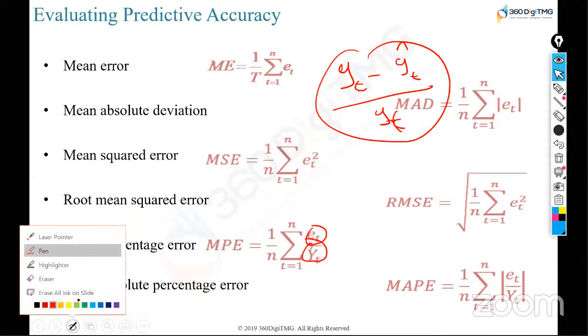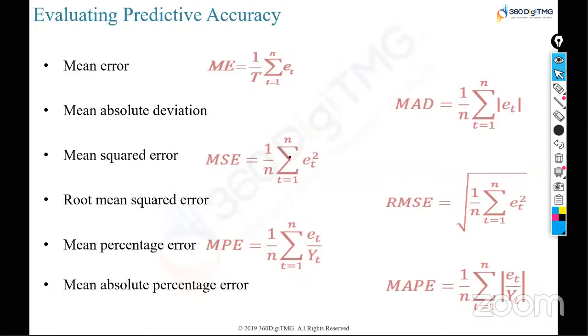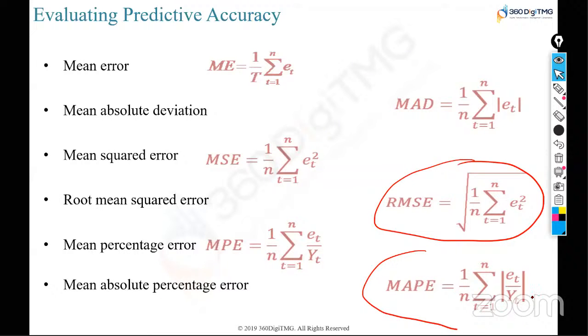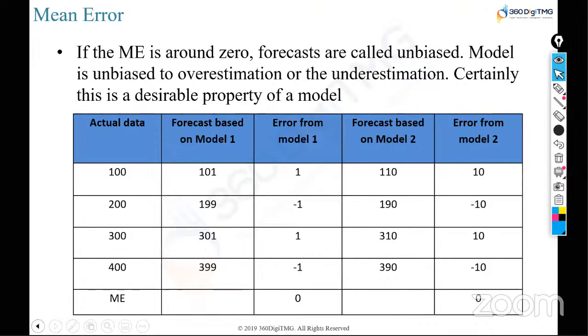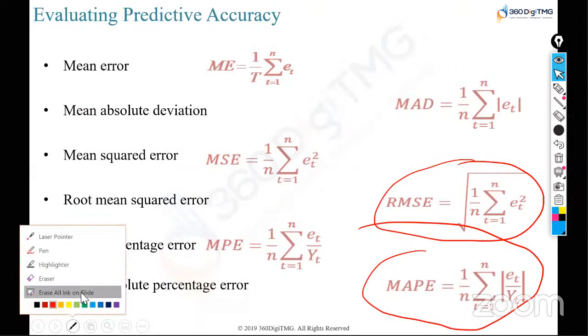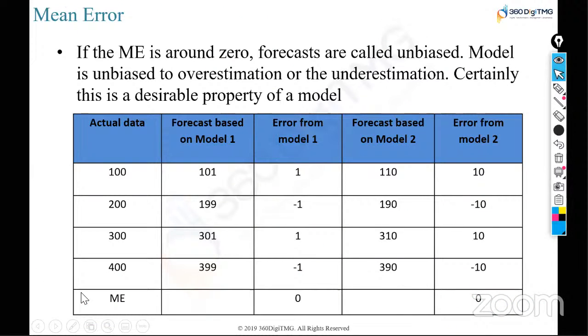So the two most popular methods of error identification are RMSE and MAPE. RMSE and MAPE are the two most popular ones. We'll be using these subsequently. Now, this explanation here, I think you are all quite smart now. You don't need me to tell you this.